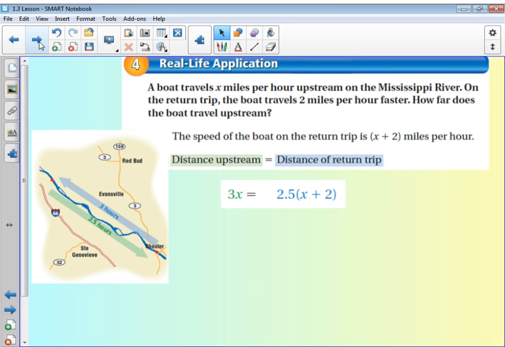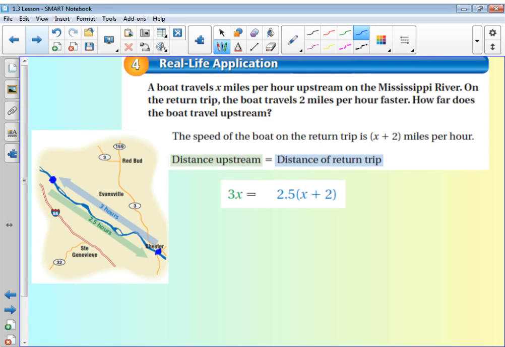Okay, so there's one more real life application. It says a boat travels x miles per hour upstream on the Mississippi River. On the return trip, the boat travels 2 miles per hour faster. How far does the boat travel upstream? So here's what we have to realize: between these 2 points, it is the same distance, but it took less time one way than it did the other. So we're traveling the same distance.